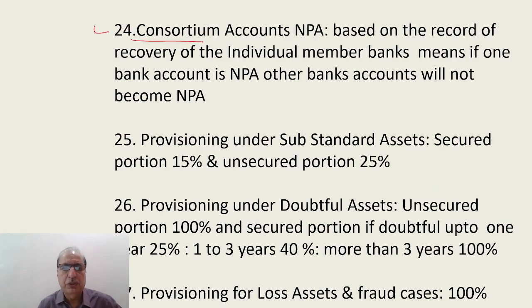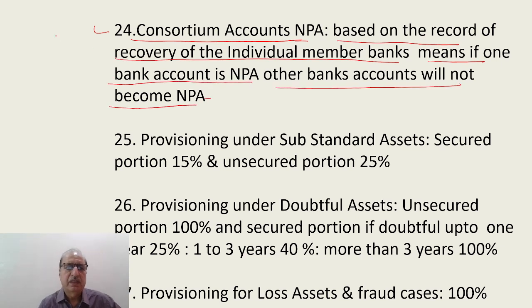Question number 24. Consortium accounts NPA. When an account in a consortium becomes NPA, this is based on the record of recovery of the individual member banks. Means if one bank's account is NPA, other banks' accounts will not become NPA. If a consortium has 4 banks A, B, C, D, and A's account is becoming NPA, B is receiving the income, C is also receiving the interest, and D is also receiving the interest, then only A bank's account will become NPA, not the other banks. Very simple. So clear about consortium accounts.